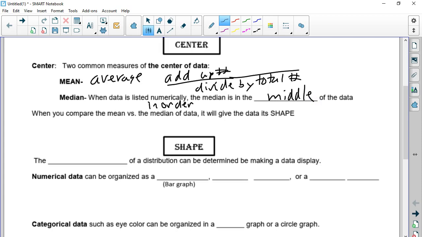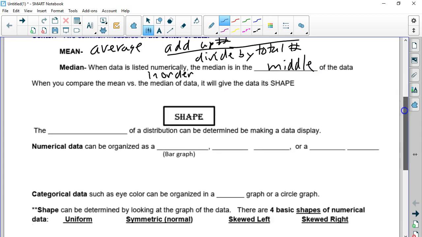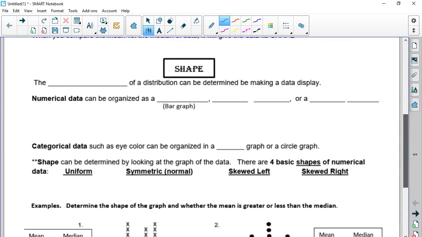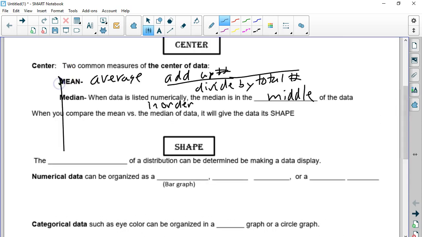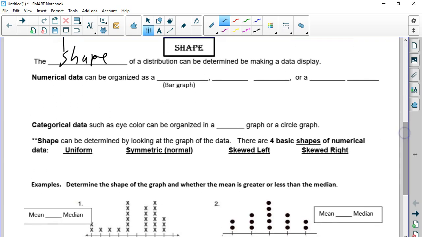When you compare the mean versus the median, it will give the data its shape. So the shape of a distribution can be determined by making a data display. Now, numerical data can be organized as a histogram or a histograph. You can use either term, which is a bar graph, sort of. A stem and leaf plot.